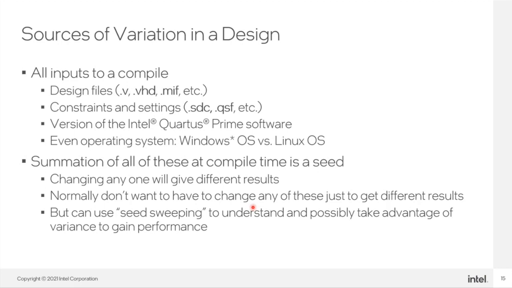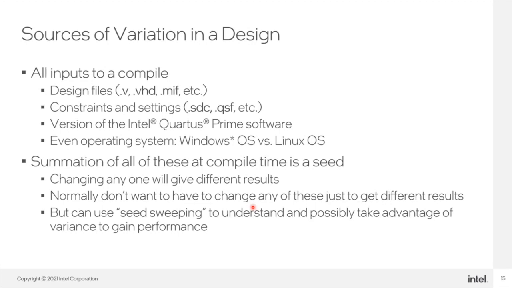The version of Quartus, what operating system you're running on, Windows versus Linux. All these play a part in determining this initial internal seed number that Quartus has to start the placement process. And that explains it, though it doesn't take the pain away of, well, I just made a small change in my design. Now it doesn't close timing. But that's what's going on.